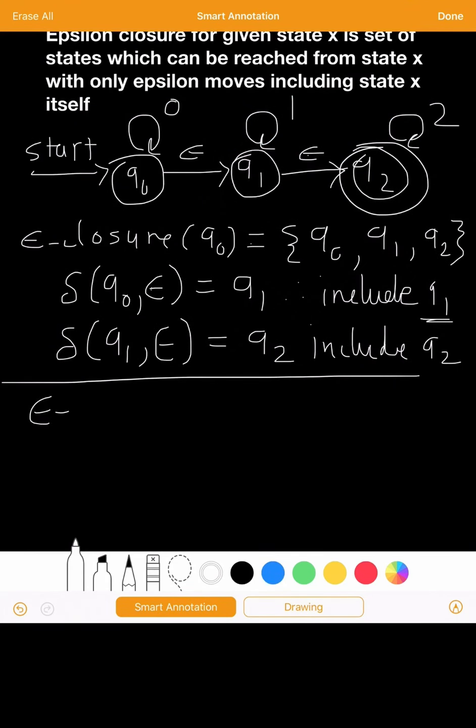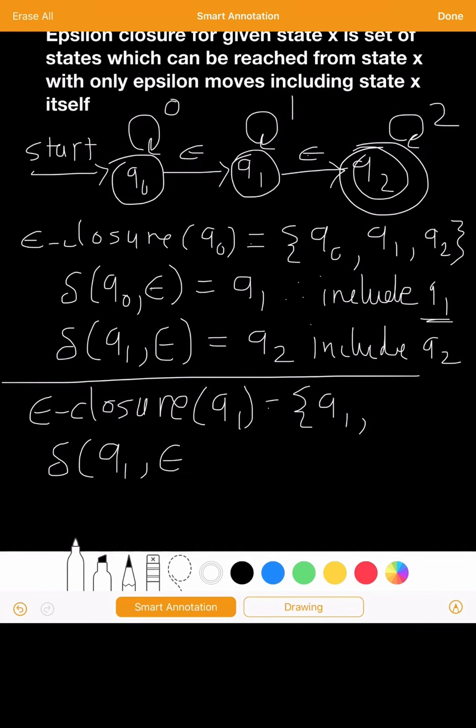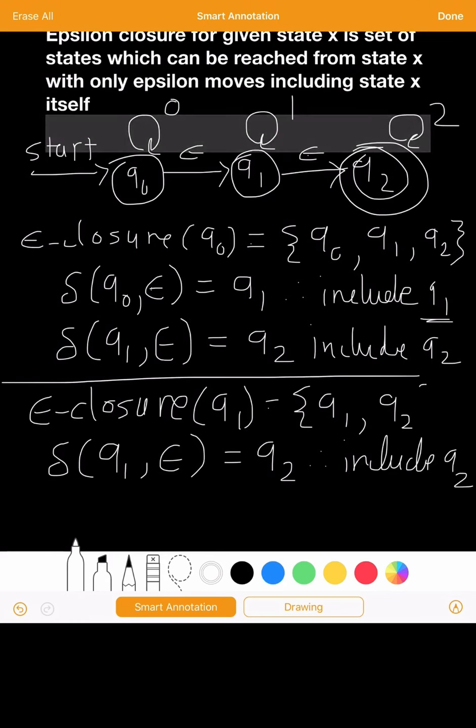Now we are going to calculate the epsilon closure of Q1. As we know that when we calculate the epsilon closure of any state, we have to add that state in its epsilon closure set. Therefore, we are going to add Q1 here. Now calculate the transition function of Q1 for the input epsilon, which gives Q2. Therefore, include Q2 in the closure set.